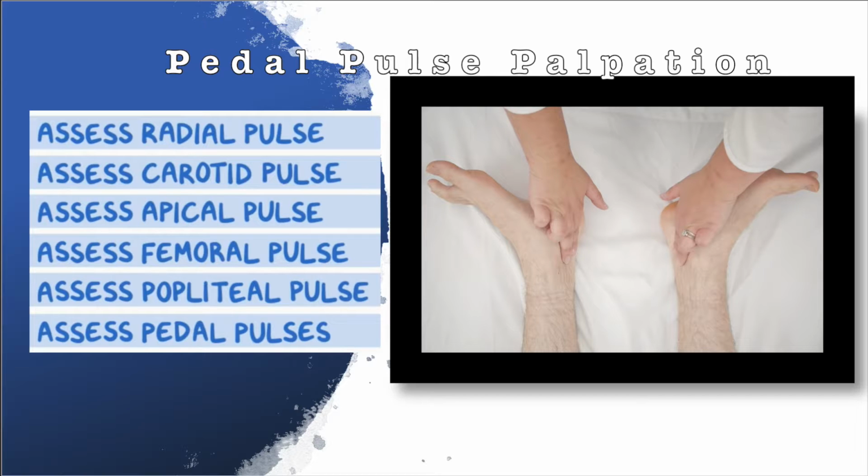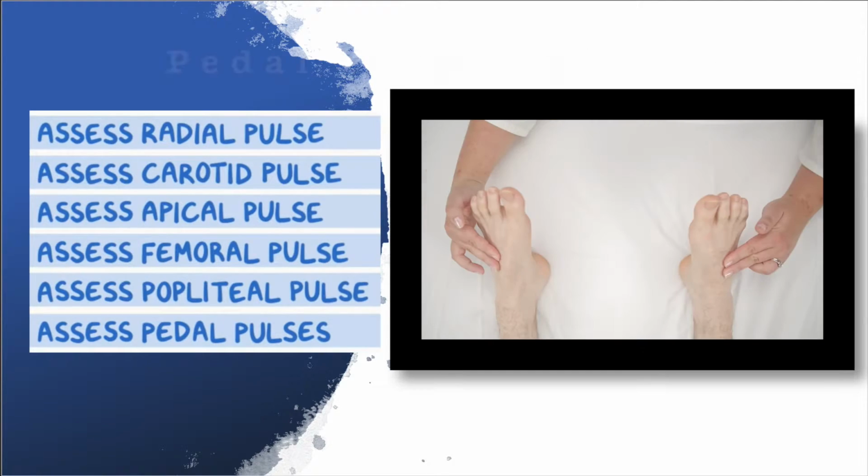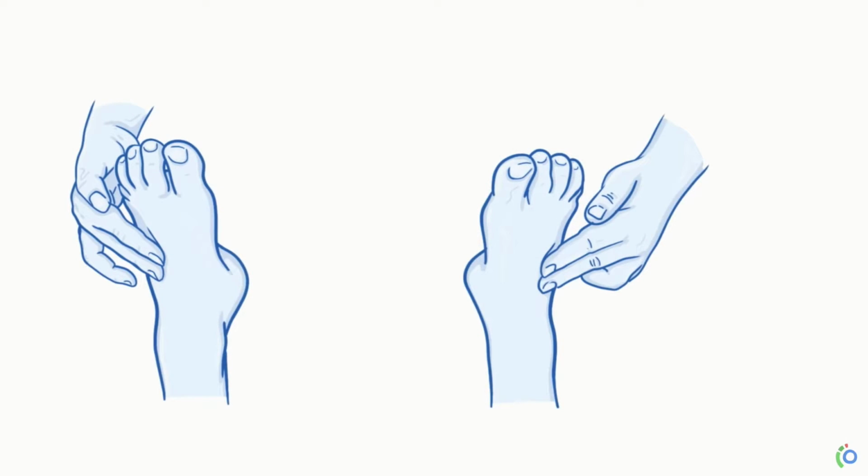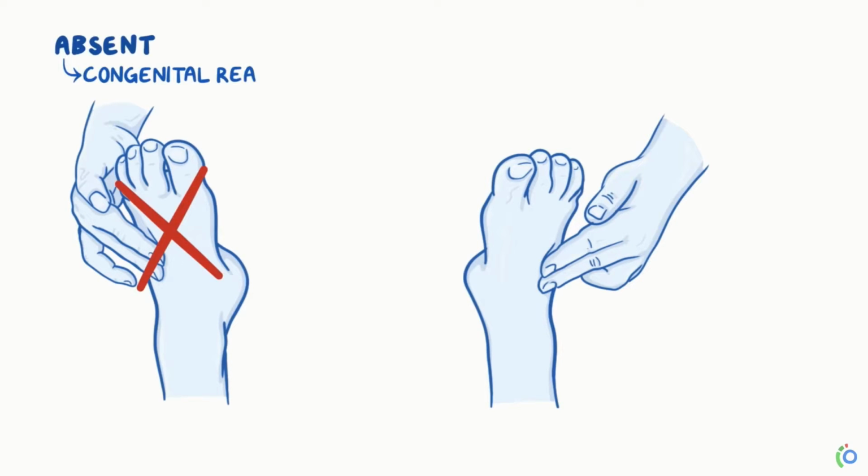Palpation of the pedal pulses. This can be palpated in two locations, either the posterior tibial or the dorsal pedal on top of the foot. If these dorsal pedal pulses are absent, this could be a congenital reason. If the pedal pulses are diminished, this could indicate peripheral artery disease.